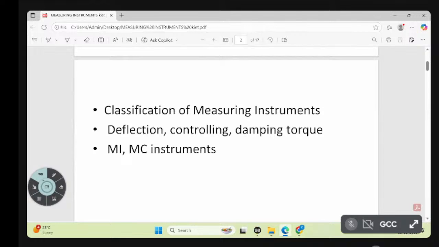Okay, as far as your syllabus is concerned, this is MC instrument, permanent magnet moving coil, and moving iron. Moving coil means the coil is moving. Moving iron means the iron is moving. Before discussing MI and MC, we require these three torques. In order to work, an instrument requires three torques. One is called the deflecting torque.